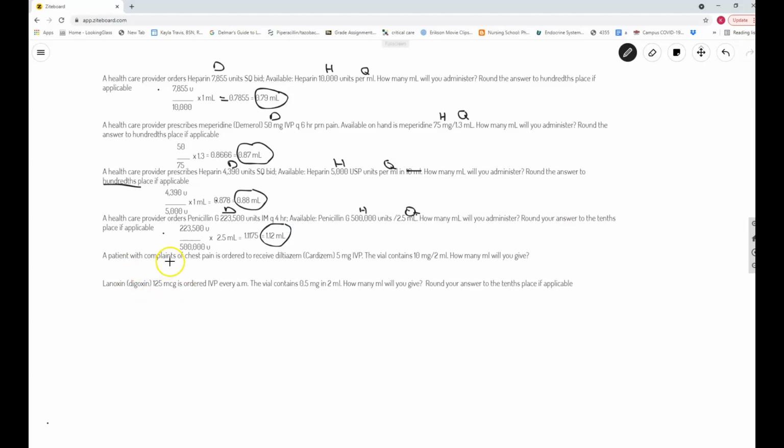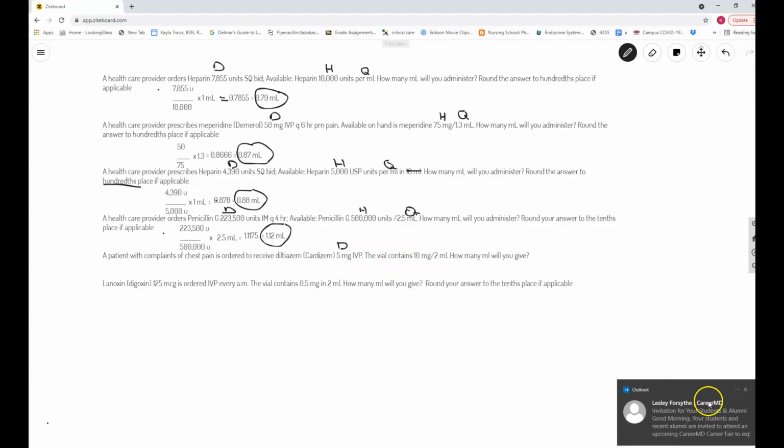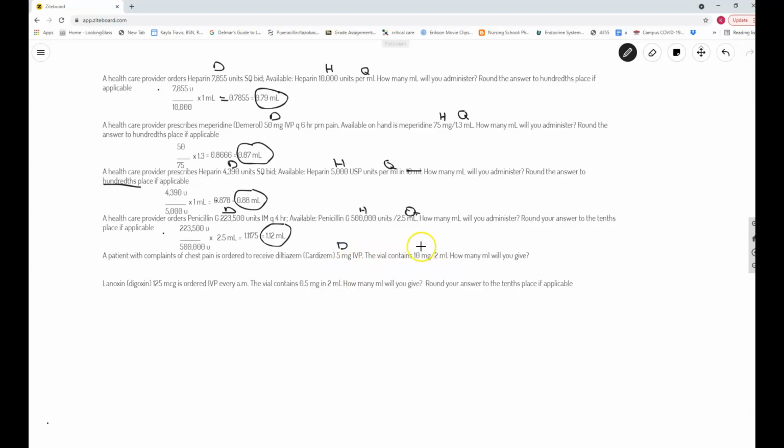So now, a patient with complaints of chest pain is ordered to receive cardizem 5 milligrams. So that's my desired because that's what was ordered. The vial contains, so when I go to the Pyxis and I look at it, it has 10 milligrams per 2 mils. How many mils are you going to get?